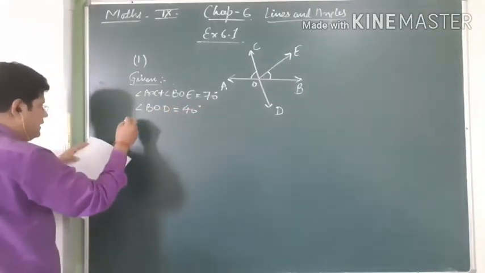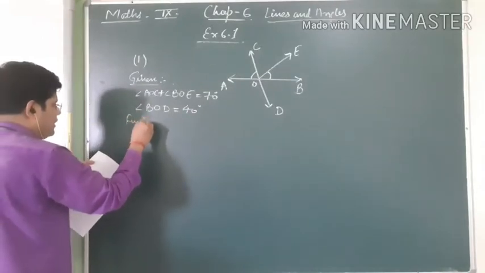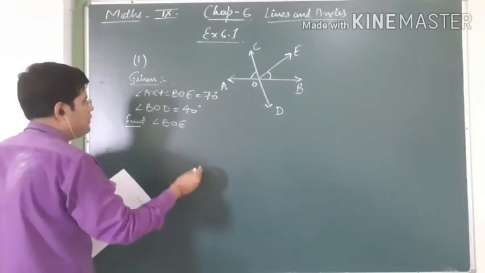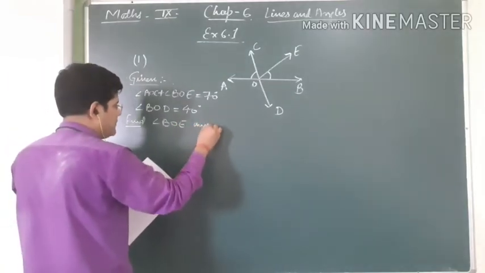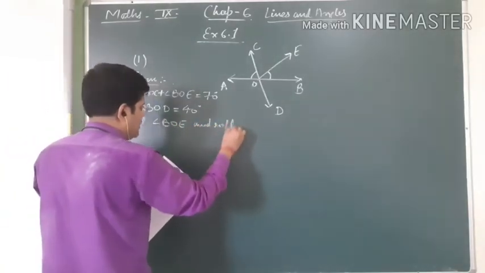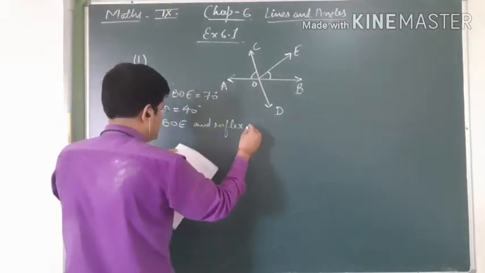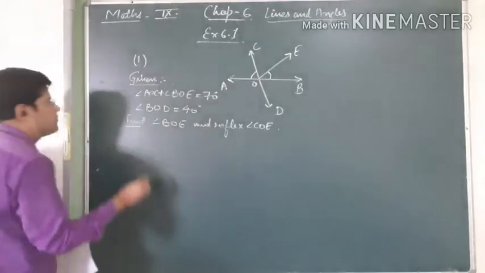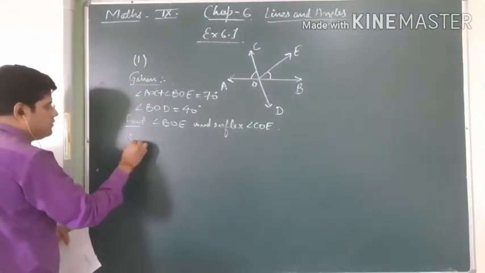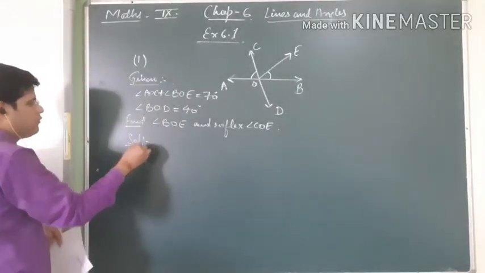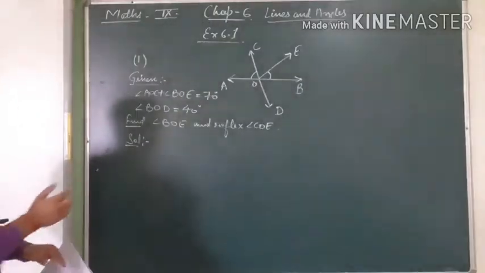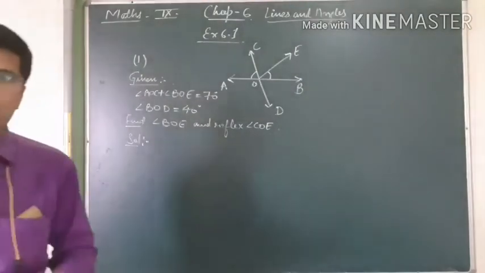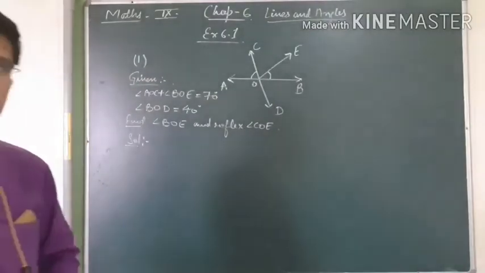You have to find, what you have to find? You have to find angle BOE and reflex of angle COD. So solve. Here we do not have to prove. If we had to prove, then we would write prove that, and we would have to prove. But here we are going to find, so we are not supposed to write prove.